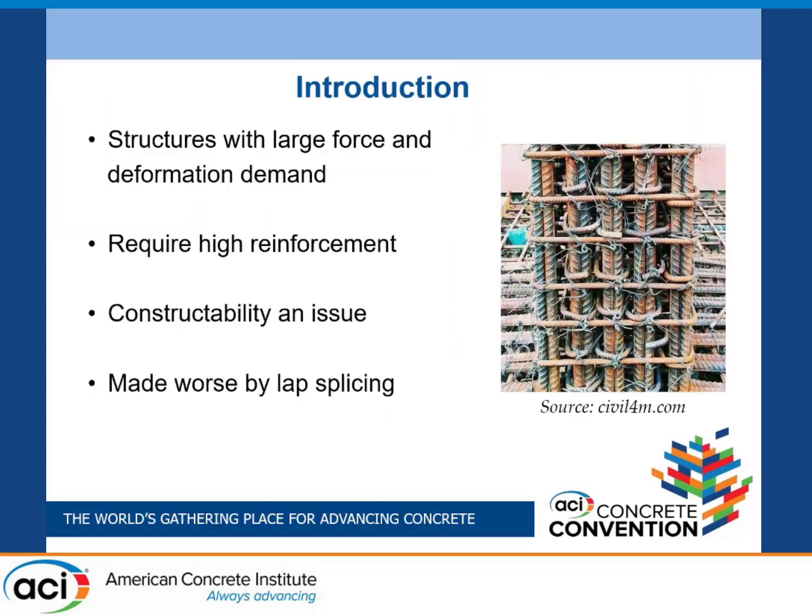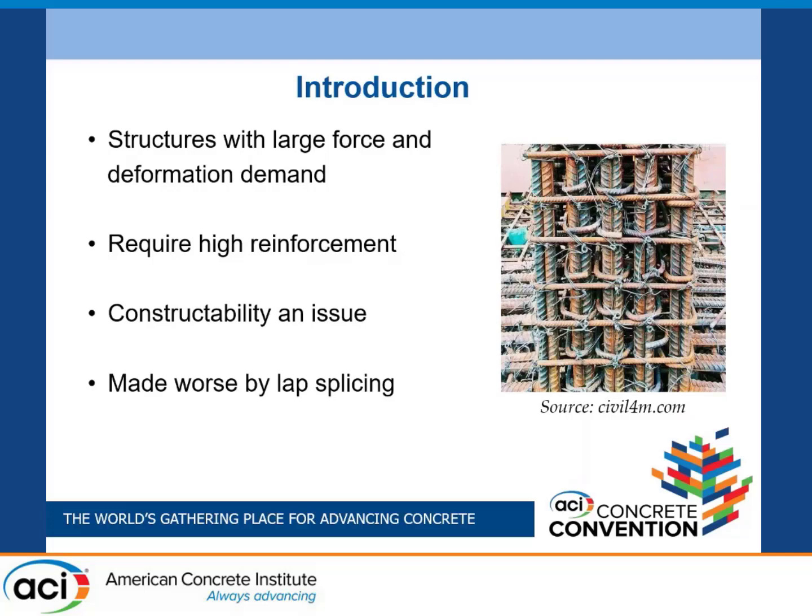So structures like high-rise buildings have large force and deformation demand, which results in high reinforcement requirements. That means we need a large number of bars at a given section, which creates construction and consolidation issues. And this situation is worsened at the region of lap splicing. So how can we solve this?